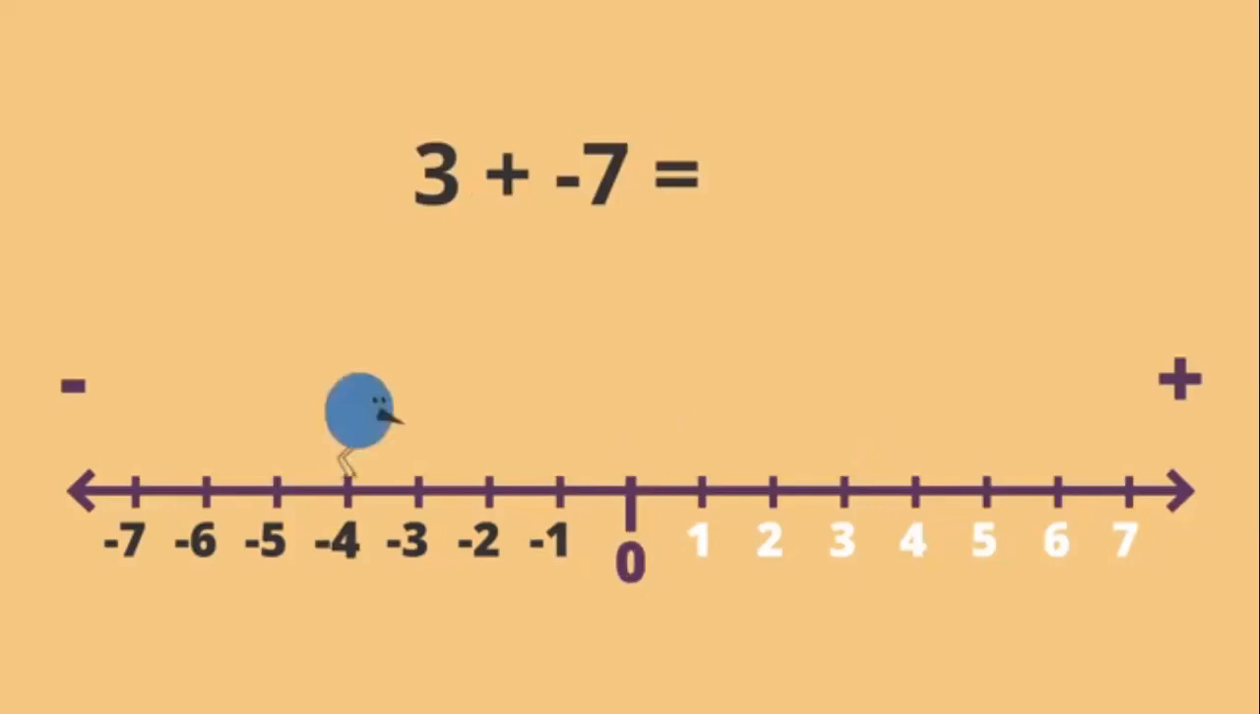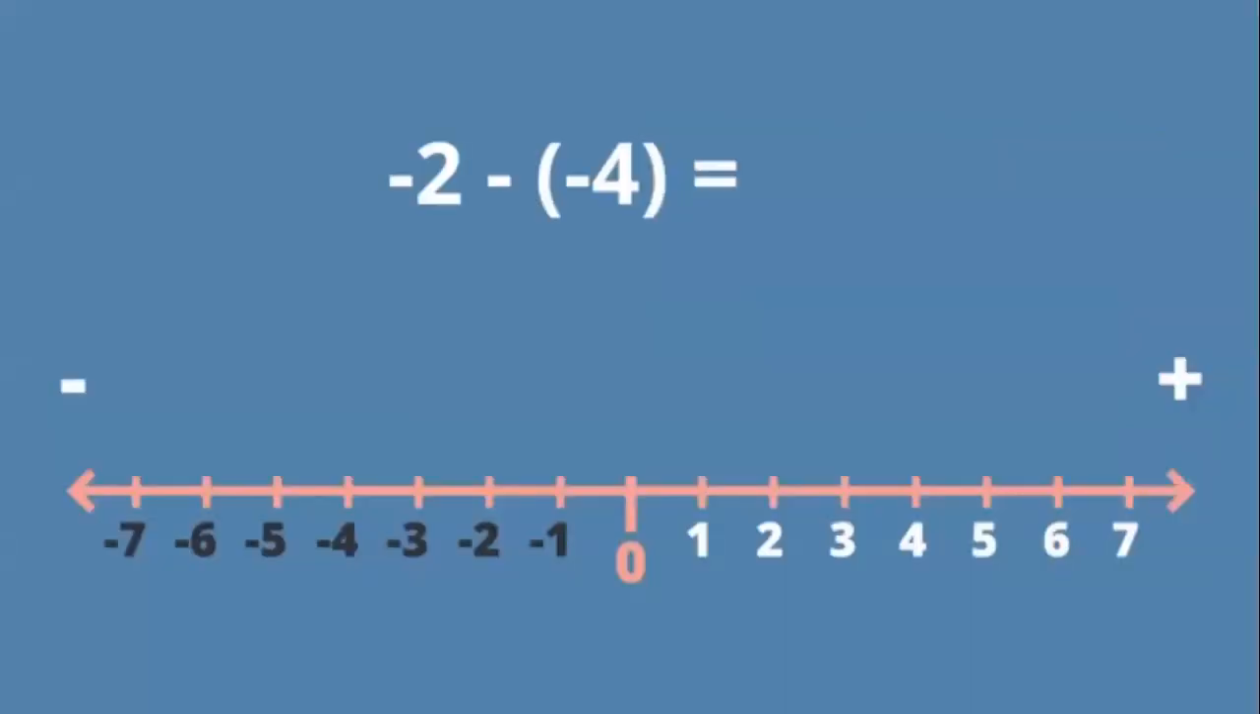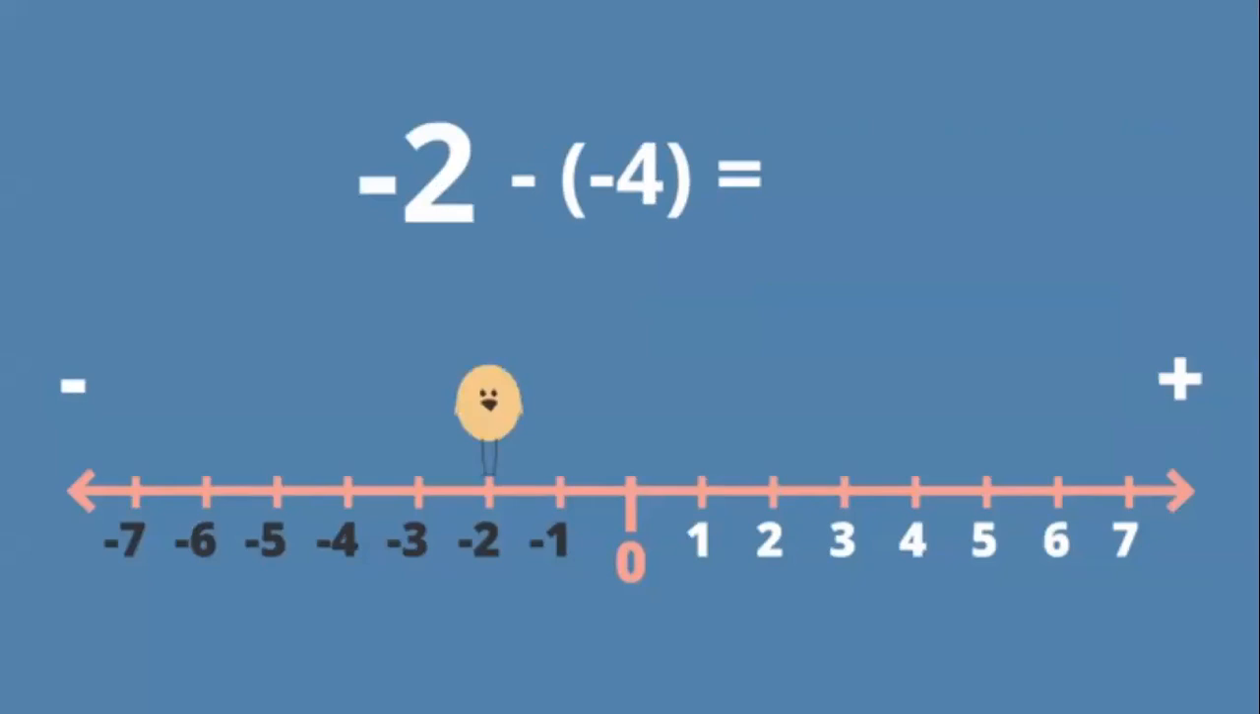Since he landed at negative 4, that's our answer. 3 plus negative 7 equals negative 4. Let's try another one. What about negative 2 minus negative 4? Our first number is negative 2, so that's where we'll start. Our operation is a minus, so our bird will look left, towards the negative end.